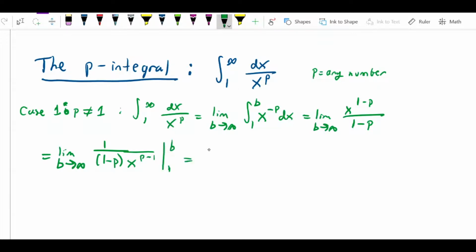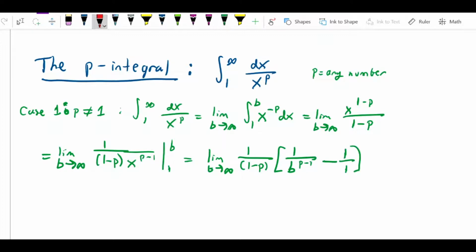So this is going to be 1 over 1 minus p, sorry, I need the limit. This is going to be the limit as b approaches infinity of 1 over 1 minus p. I can take that factor out and go 1 over b to the p minus 1 minus 1 over 1. Now, the issue is going to be, when is this expression infinite and when is it not infinite?